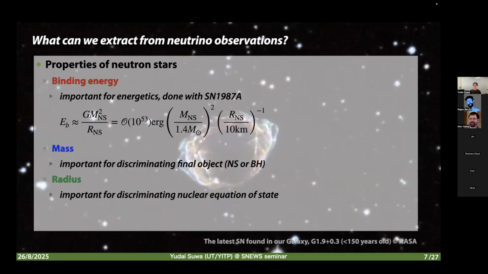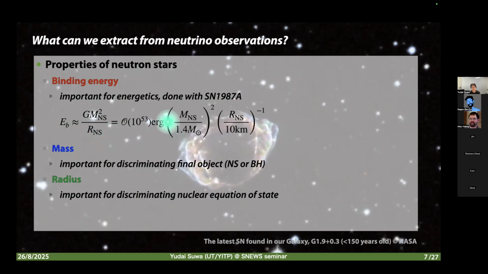And if we detect many neutrinos, we can extract many physical quantities. The first physical quantity is binding energy. Of course, it's very important for energetics. But actually, this was already done with supernova 1987A. Unfortunately, this binding energy has some parameter degeneracy, because its binding energy is written like this. It's a combination of the gravitational constant, mass, and radius of the neutron star.